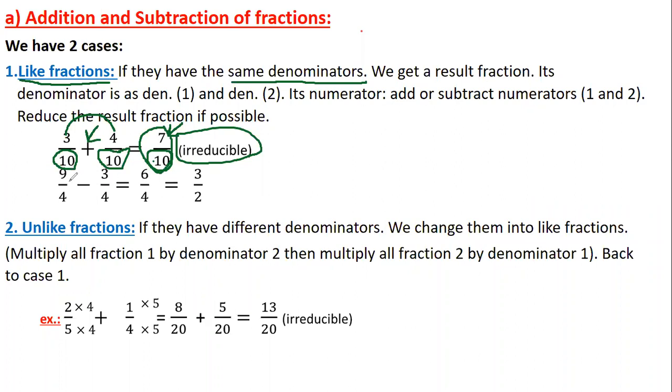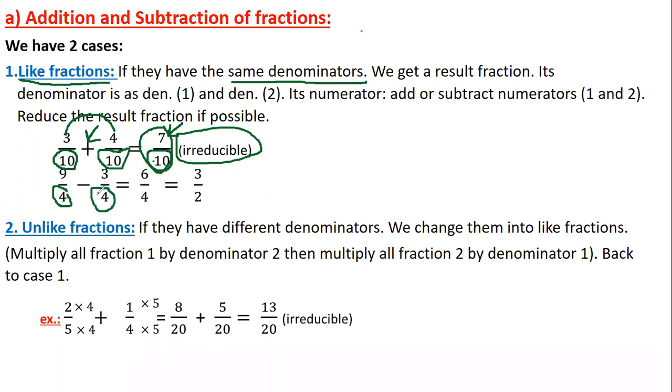Let me give you an example. 9 over 4 minus 3 over 4. Since we have two fractions with a minus in between, I must make sure whether they are like or unlike. I look at the first denominator, it is 4. The second denominator is also 4.